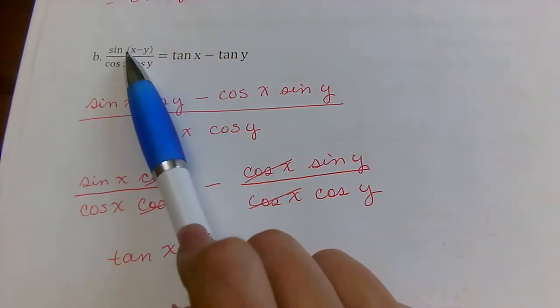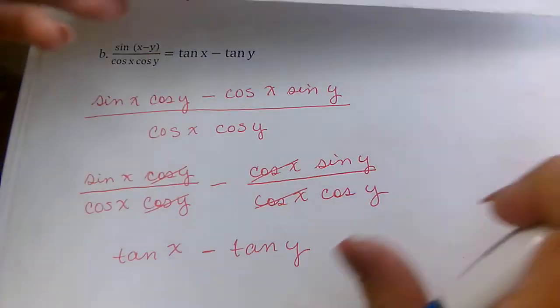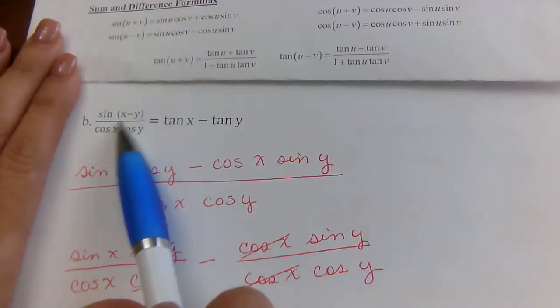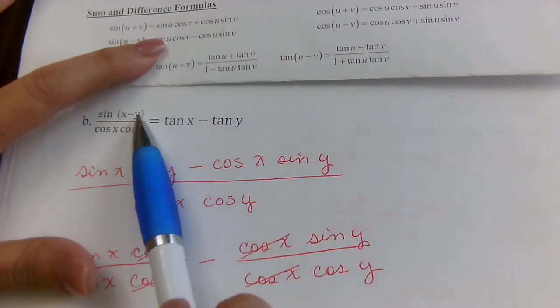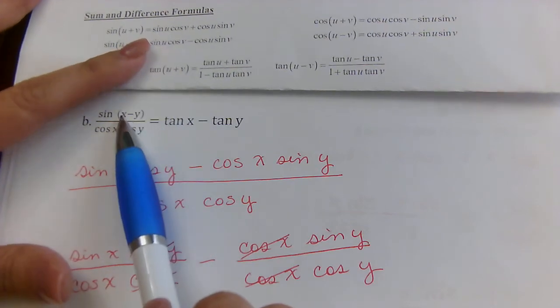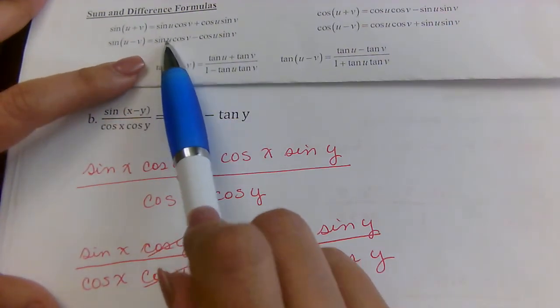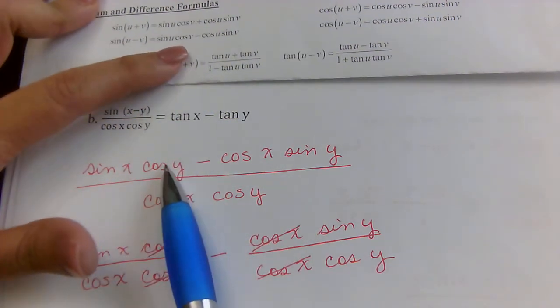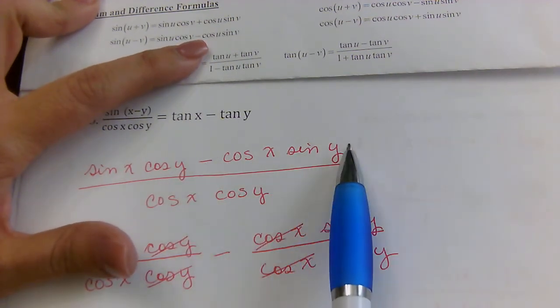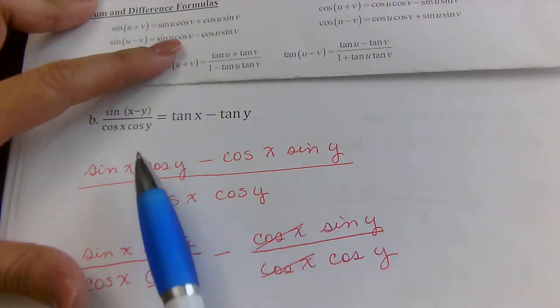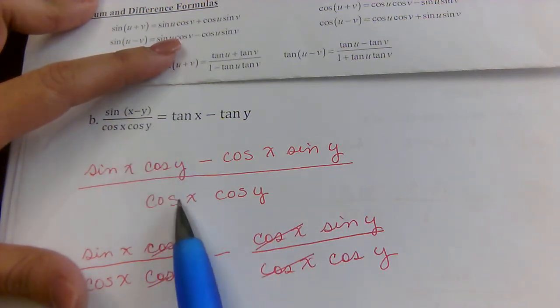Okay. Here we're using the identities again. You have a sine and it's a negative, so I'm going to be using this one here. This is my x, this is my y, this is my u, this is my v. So sine of x, cosine of y, minus cosine of x, sine of y. All divided by cosine of x, cosine of y.